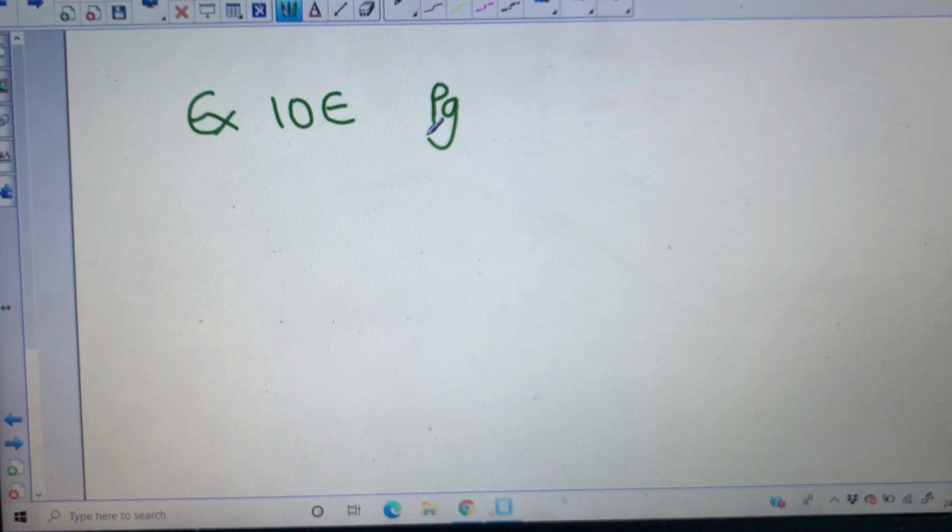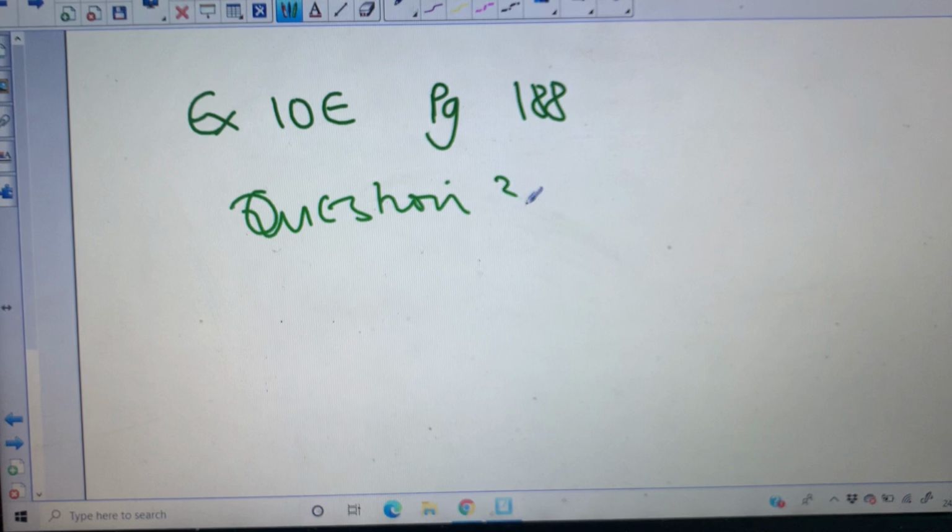So what I would like you to do is go to your textbook. It's exercise 10E, and that's on page 188. I would like you to have a go at question 3 and check your answers. Thank you.